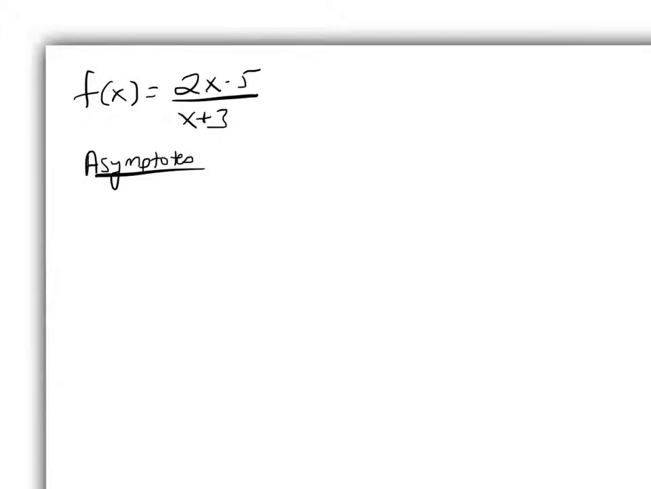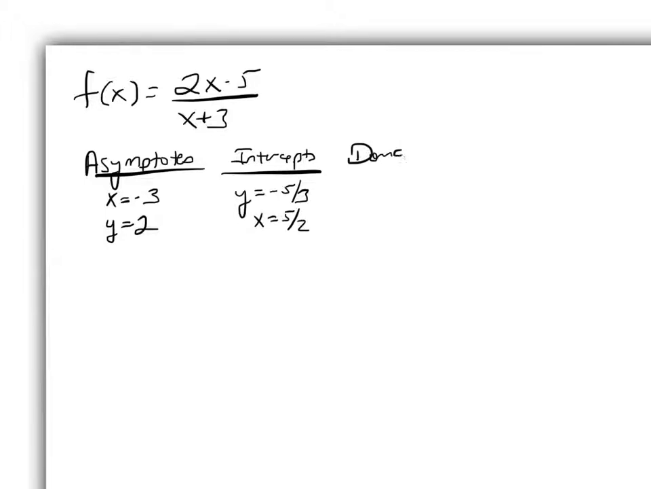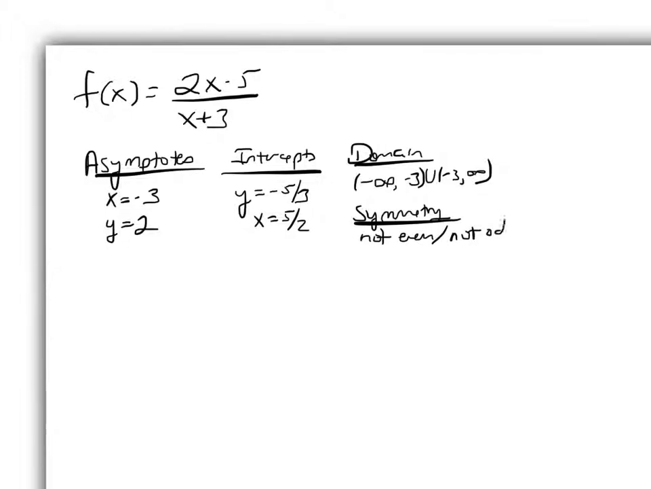So our asymptotes would be x equals negative 3 and y equals 2. Our intercepts will be y equals negative 5/3 and x equals 5/2. Our domain is all reals except negative 3. And our symmetry will not be even and will not be odd.